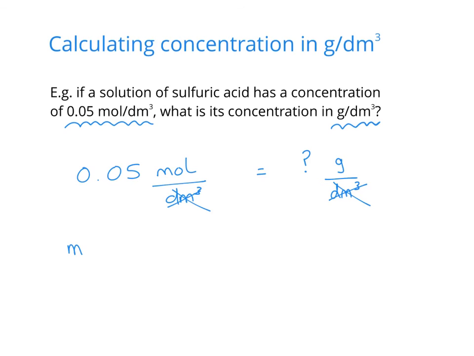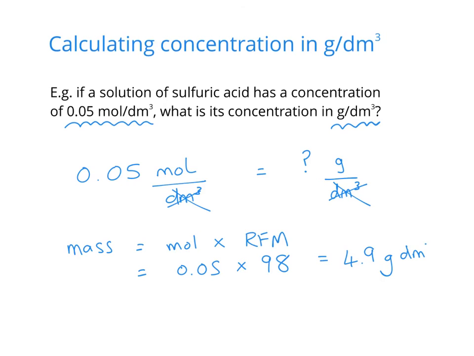So if I want to know mass in grams, it's just going to be moles times the RFM. The moles is 0.05. Check my periodic table. Sulfuric acid is H2SO4. If I add all that up, I get the RFM of 98. And that gets me 4.9 grams. And I'm just going to remember that it asks for grams per dm cubed. So I'm going to write it both ways so you get used to it. And that's all there is to it for the first bit of calculating concentration.